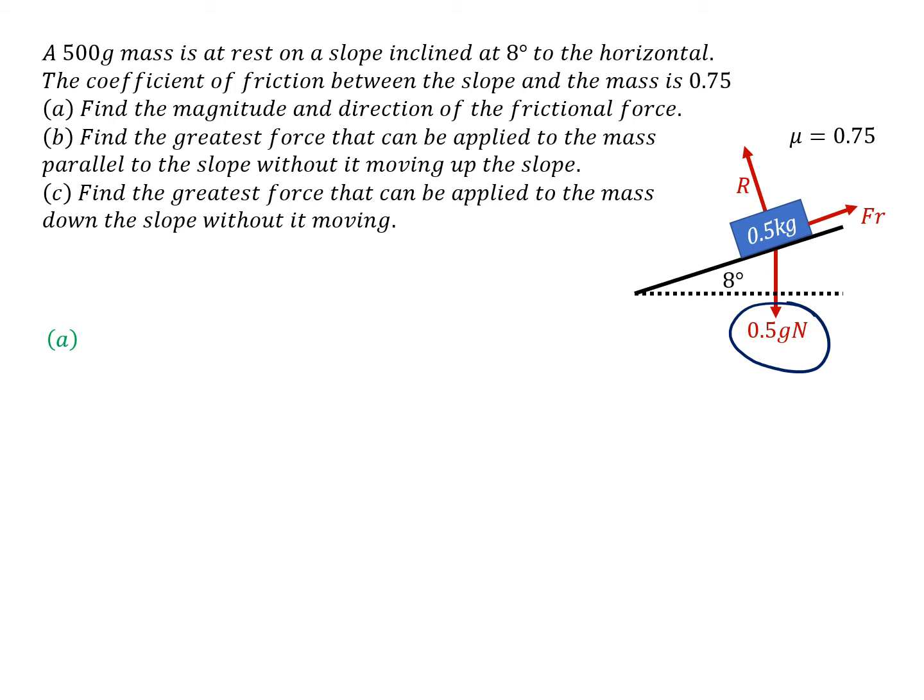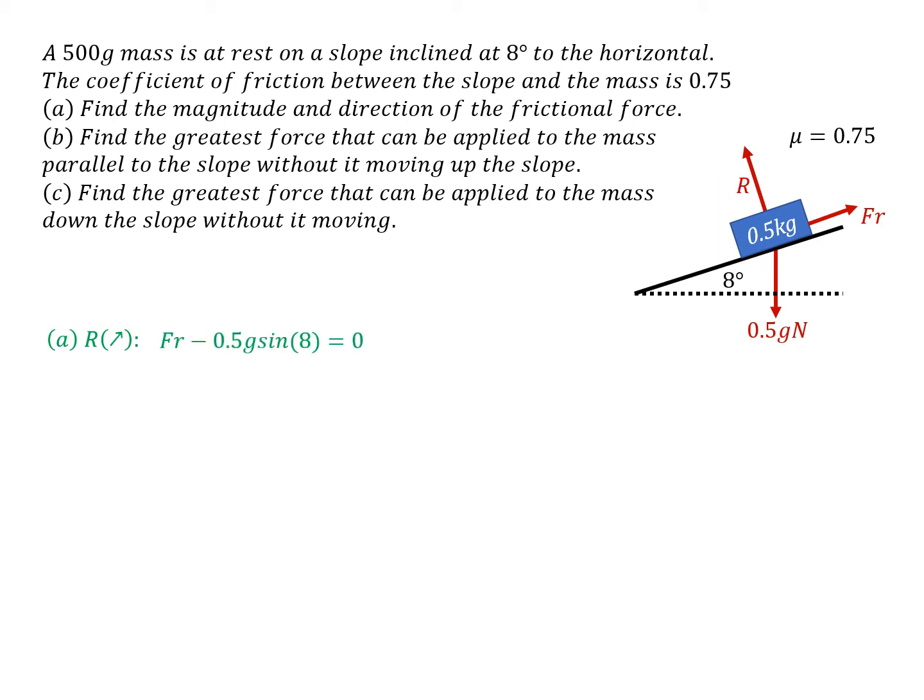So what are we going to do first? Well, I suggest that resolving parallel to the plane would be a good idea. The normal reaction doesn't have a component parallel to the plane. The friction is already parallel to the plane, and then we've got the component of the weight parallel to the plane, which will be in that direction, and that's 0.5 g sine 8 degrees.